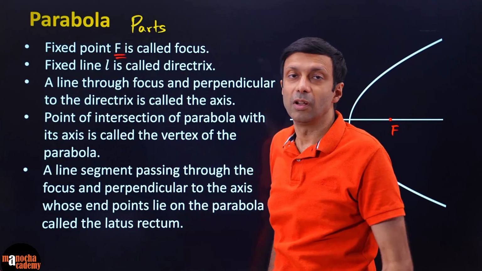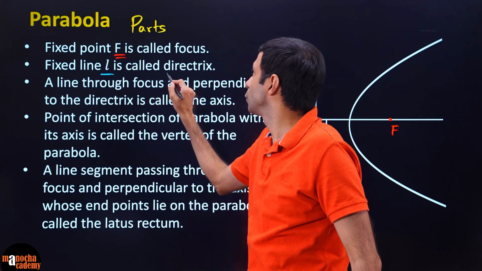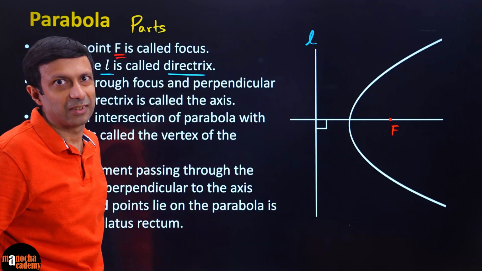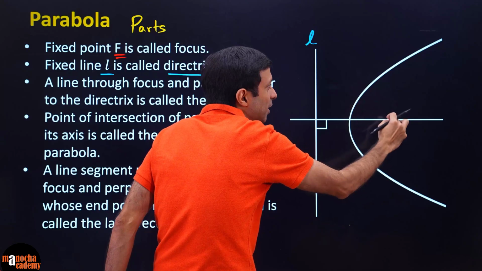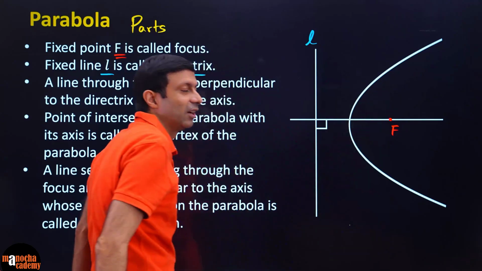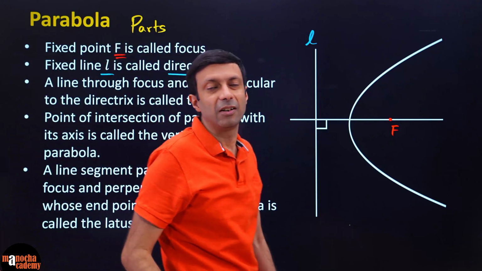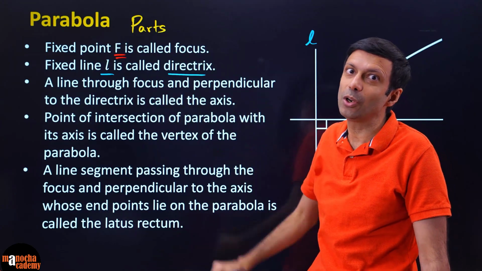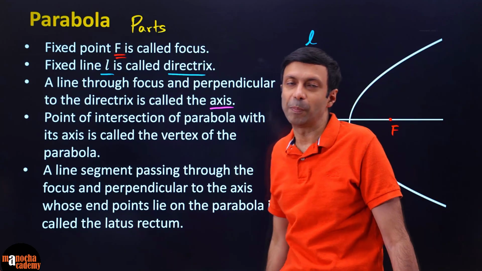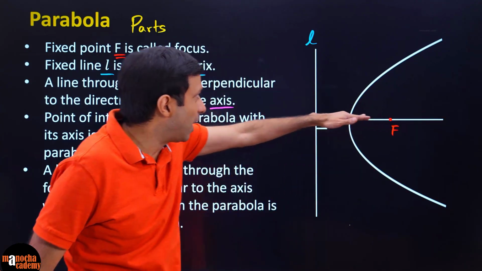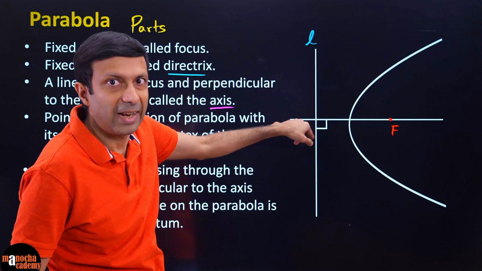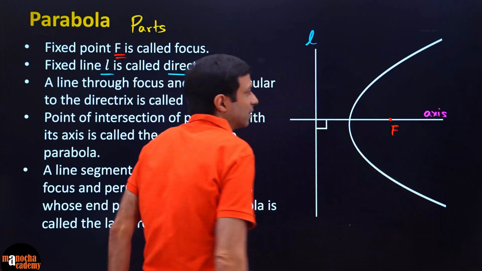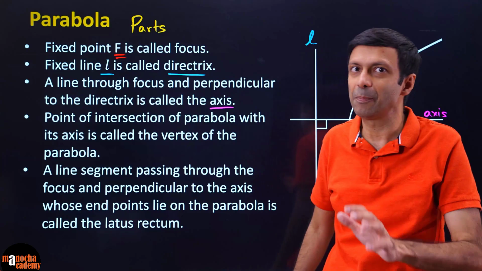So focus is that fixed point we talked about. Next is the fixed line. Remember, we talked about the fixed line L, which is called the directrix. So this line is here. This is our directrix. And remember, the firefly has to maintain the same distance from the focus and the perpendicular distance to the line. Clear? So these are focus and directrix. And then the line which passes through the focus and perpendicular to the directrix, that is called the axis of the parabola. So if you draw a line passing through the focus and perpendicular, 90 degrees to the directrix, this line you see is called your axis. So draw this diagram and remember these names and parts.